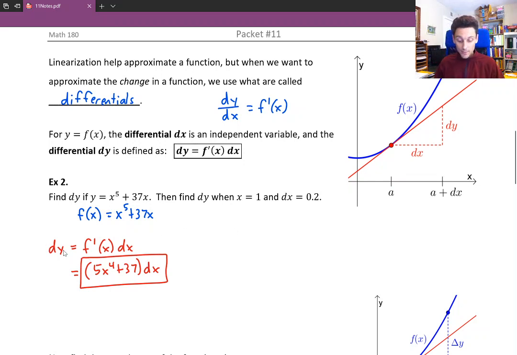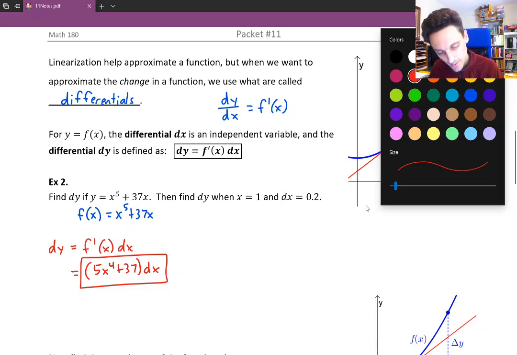So this basically gives us an equation so that if we change dx and plug in an x value here, that's going to give us a corresponding dy. If we give a run, we'll get from this equation the corresponding rise to stay on the tangent line. Now it says find dy when x is equal to 1 and dx is equal to 0.2.